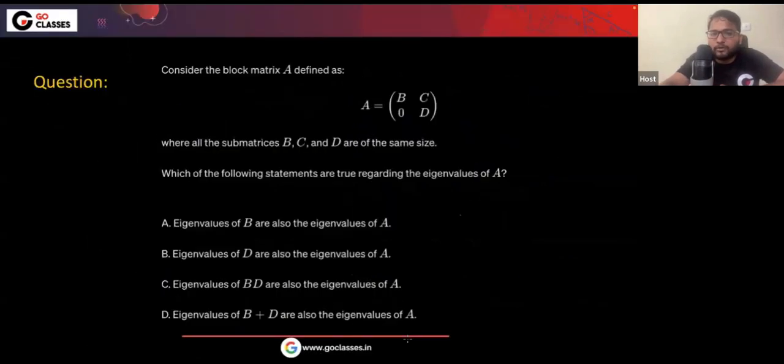So what was the question? They are saying if this A is given, then which of the following statements are true regarding the eigenvalues of A? So what is true here? Eigenvalues of B are also eigenvalues of A. Is this true? Then the answer is yes, this is true. Eigenvalues of D are also eigenvalues of A. Eigenvalues of BD, B into D? No, that has no relation. Eigenvalues of B plus D? No, that has no relation. Okay. So I hope this question is understood by everyone, that what they are trying to ask.